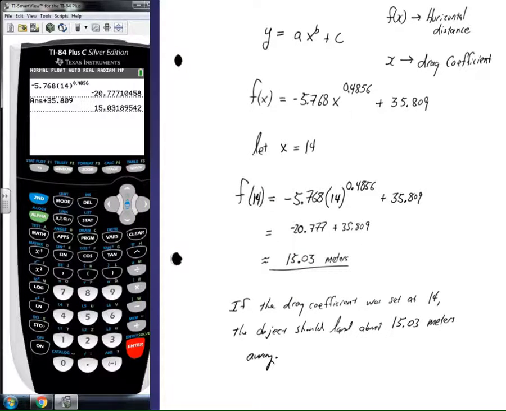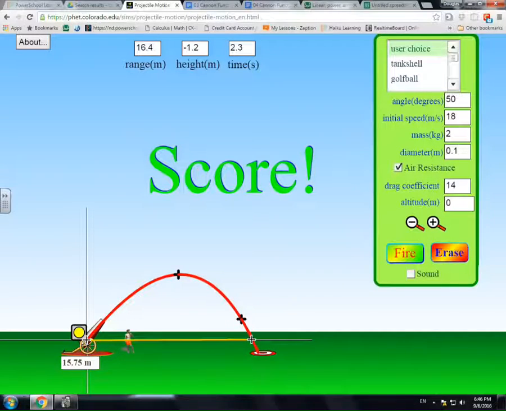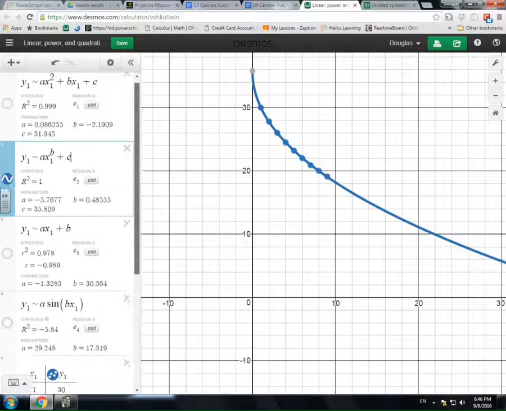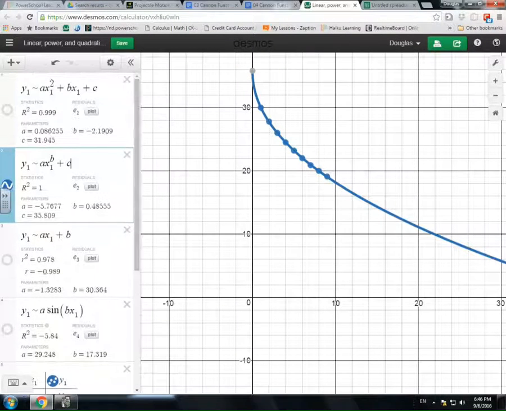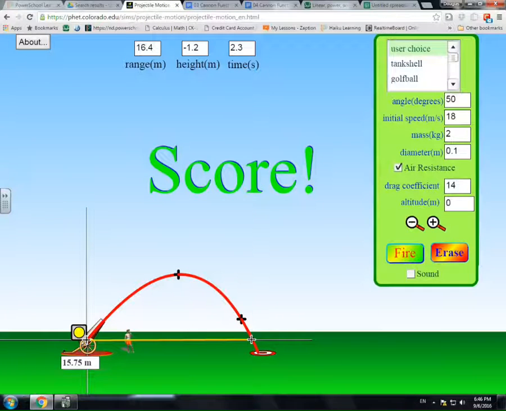I can and should verify those calculations in Desmos. Here, if I drag along the curve until x equals 14, my equation predicts 15.036, so that's what I got when I used my calculator. The equation predicts 15.036, and the actual simulation says 15.75. So I'm off by a little bit.